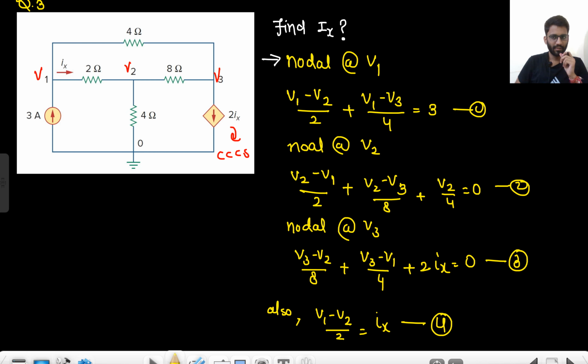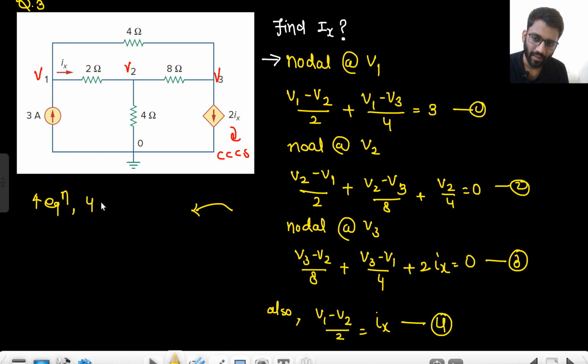Are you getting this point? Just see the direction of Ix. Ix is (V1 minus V2) by 2. That is the current in the 2 ohm resistance. So you have 4 equations and 4 variables. Basically, you have 4 equations, 4 variables. You will solve it and you will get the value of V1, V2, V3, V4.